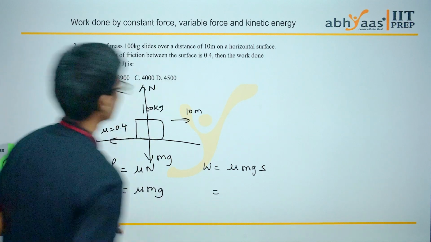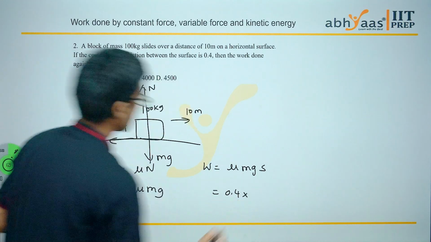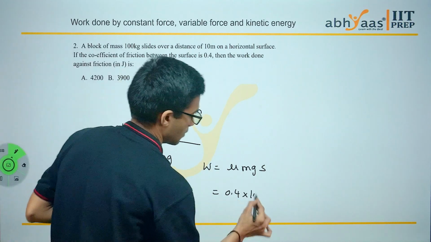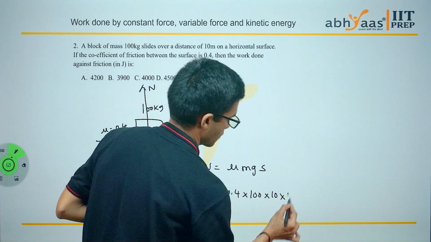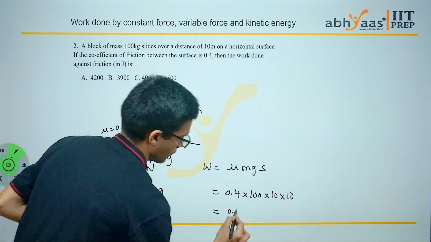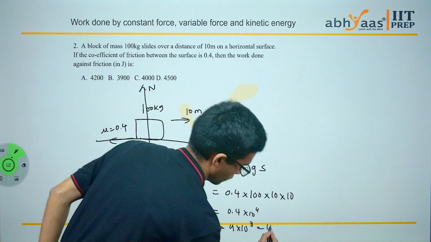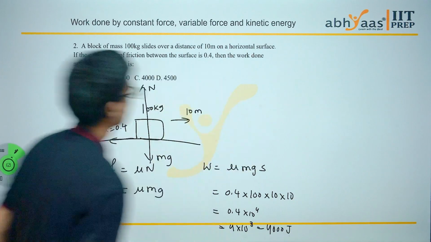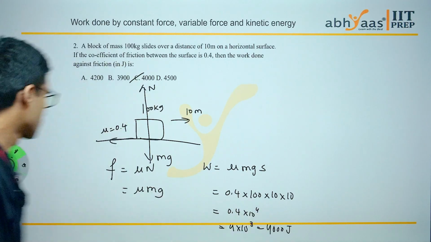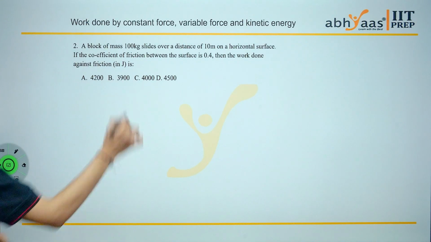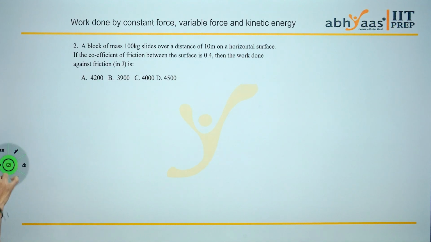So here if you see, the mu value is given, that is 0.4. Mass is how much? 100 kgs. Into g value is 10, you can consider, and distance is also 10. So what is the answer? 0.4 into 10 power of 4, that is 4 into 10 cube, that is 4000 joules. So this is the answer. Work units are joules, that's why I wrote 4000 joules. This is also a very simple bit.